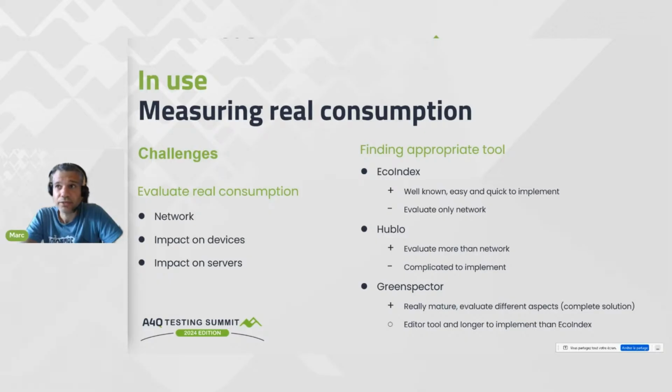You just need to have the URL of your digital service, of your website, and they provide you results, but it evaluates only the network. And EcoIndex is free. There is also Hublot, which is open source and free too, which evaluates more than only the network. It evaluates the real consumption in the server, if I'm not mistaken, on the device and so on. But it's more complicated to implement than EcoIndex.